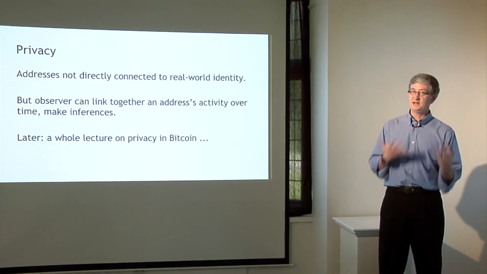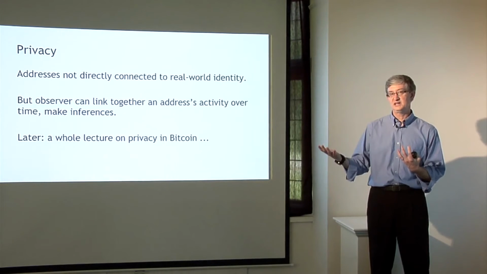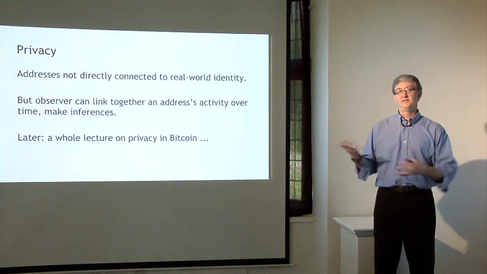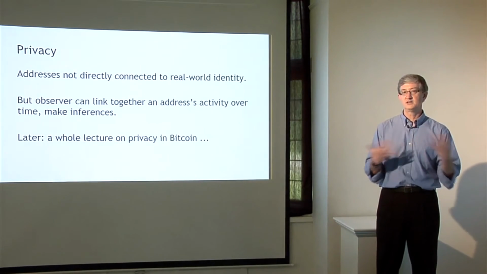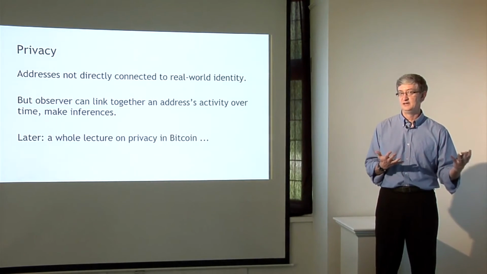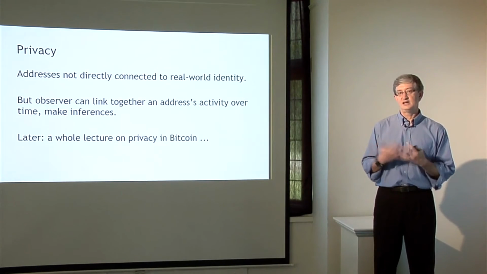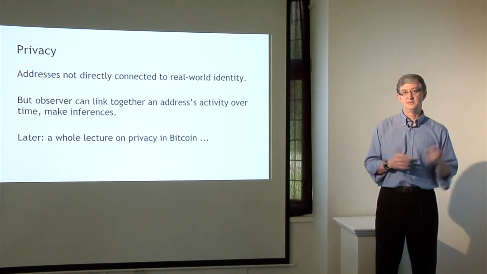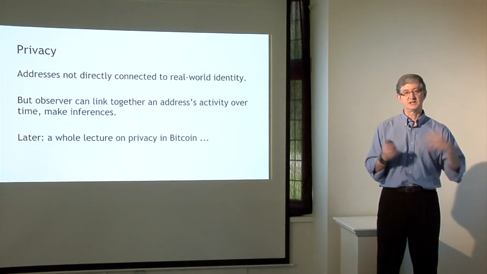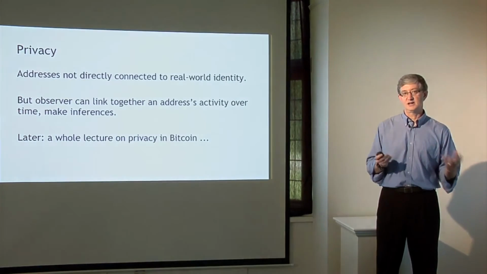And so this balance between, on the one hand, there being no initial tie to real-world identity, and on the other hand, a pattern of behavior of an address emerging over time, and the question of what can be inferred and which dots can be connected, that gets pretty complicated. And that's really the question of privacy in a cryptocurrency like Bitcoin. And there's a whole lecture about that later on, so I'm not going to steal the thunder of that lecture. I just want to give you an idea of how decentralized identity makes privacy a complicated question.